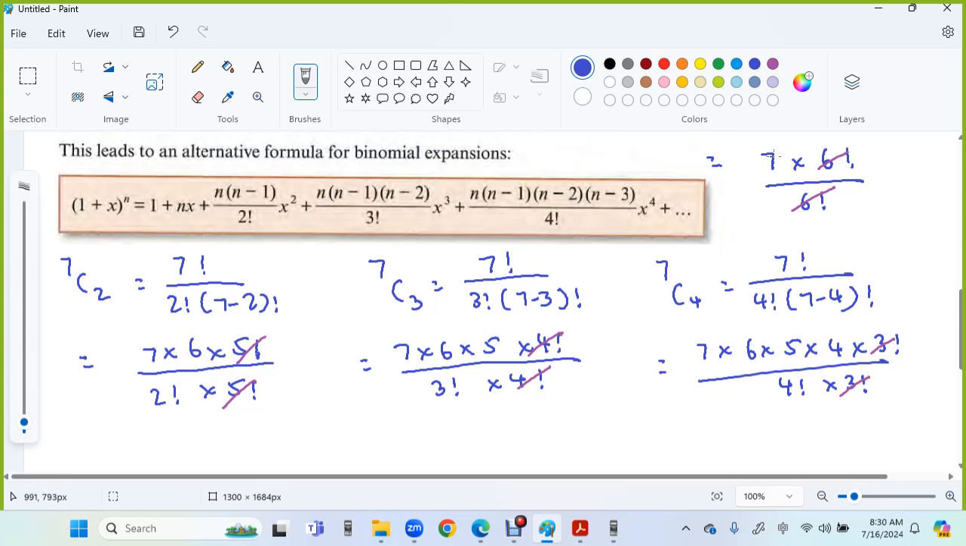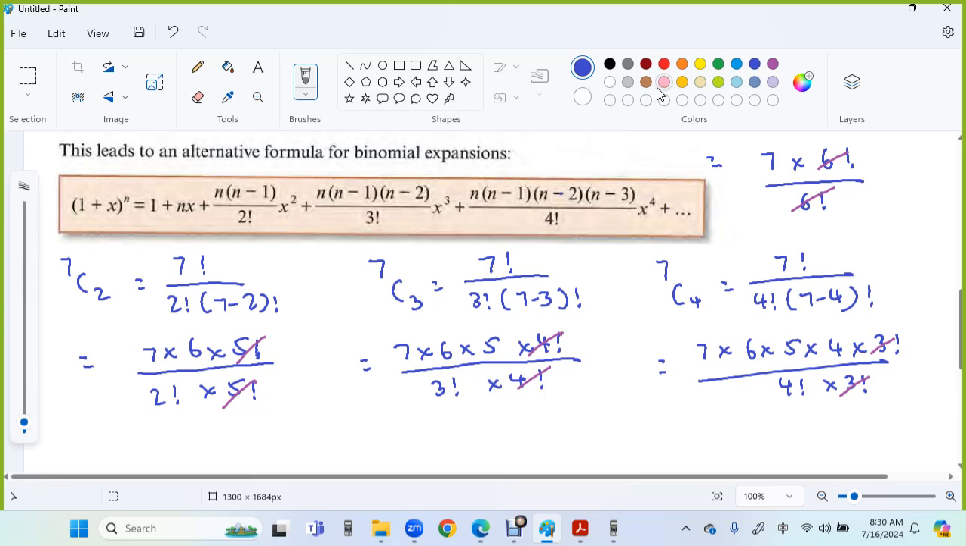So you can see 7 is the n. And then the next ones are 7, 6 over 2 factorial, 7, 6, 5 over 3 factorial, 7, 6, 5, 4 over 4 factorial. So (1 + x)^n we can write as 1 plus nx, plus n(n minus 1) over 2 factorial times x squared, plus n(n minus 1)(n minus 2) over 3 factorial times x cubed, plus n(n minus 1)(n minus 2)(n minus 3) over 4 factorial times x to the power 4.